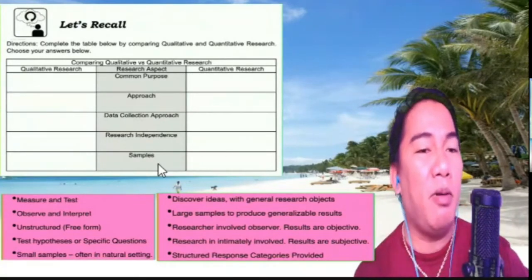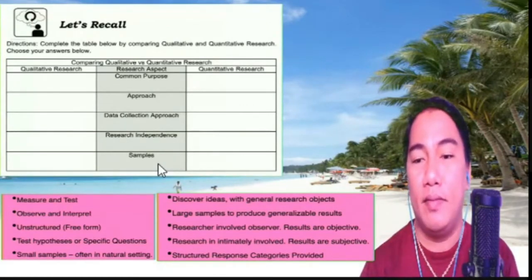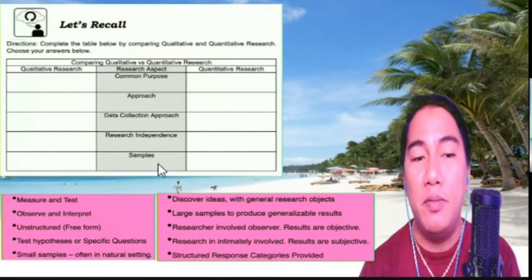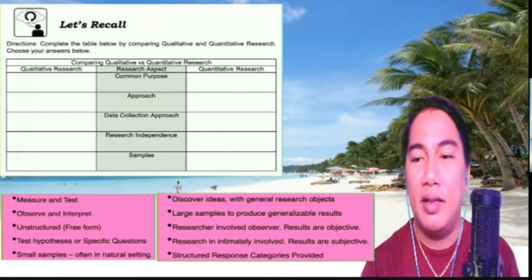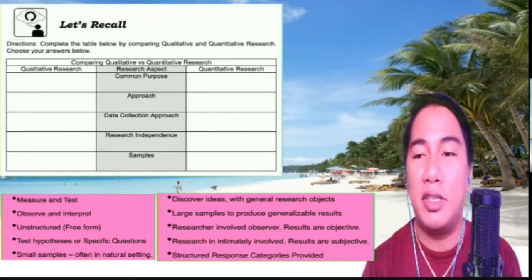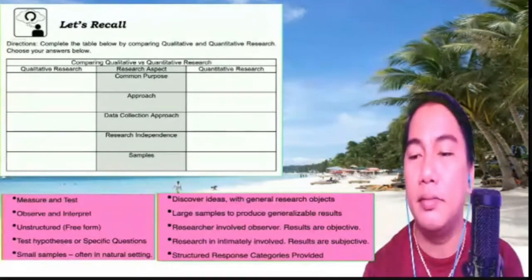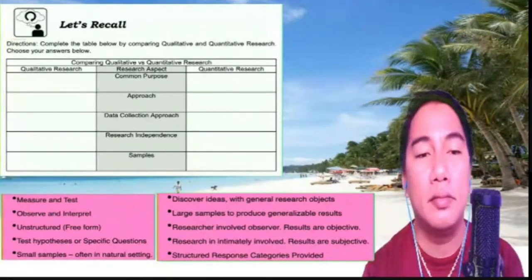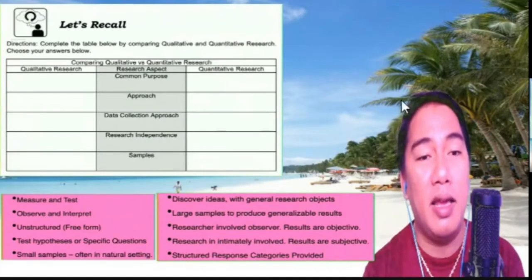Quantitative or qualitative? Quantitative, sir. Observe and interpret. Qualitative, very good. That's qualitative. Where does that go? Common purpose, approach, or data collection? Data collection. Okay, that's also possible. Another.